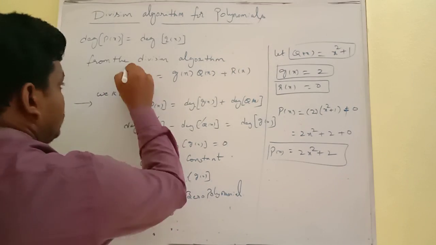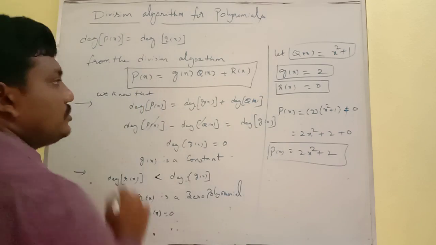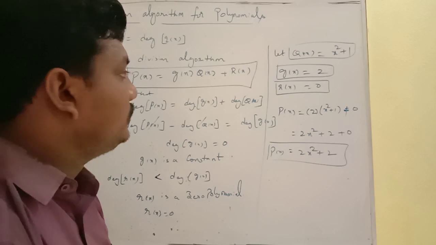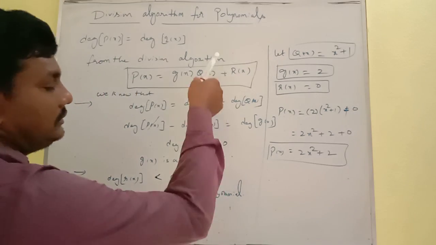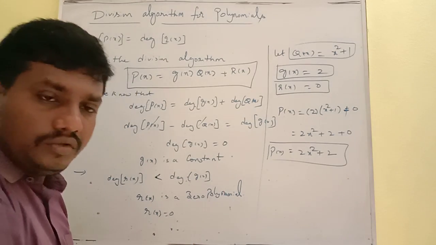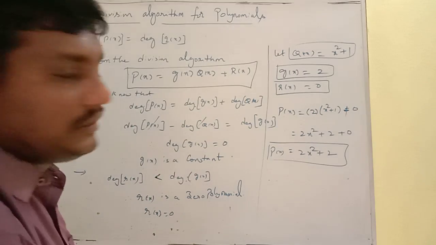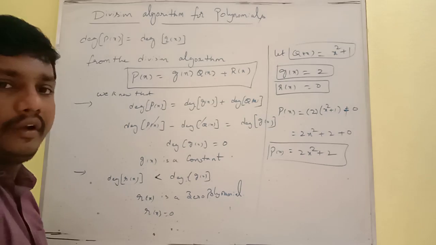So which are satisfying the condition p of x equals g of x into q of x plus r of x. So this is the condition. If you have any doubts, you can post a message to me, and I will try to rectify all your doubts.